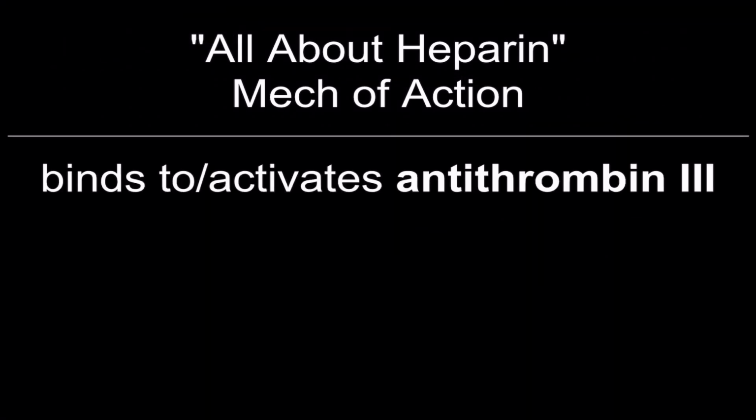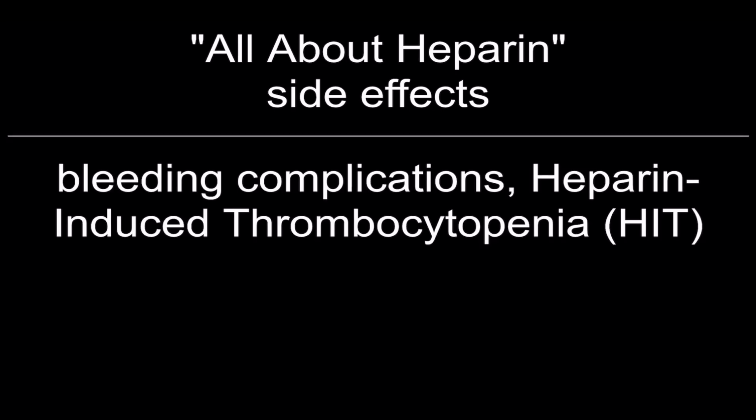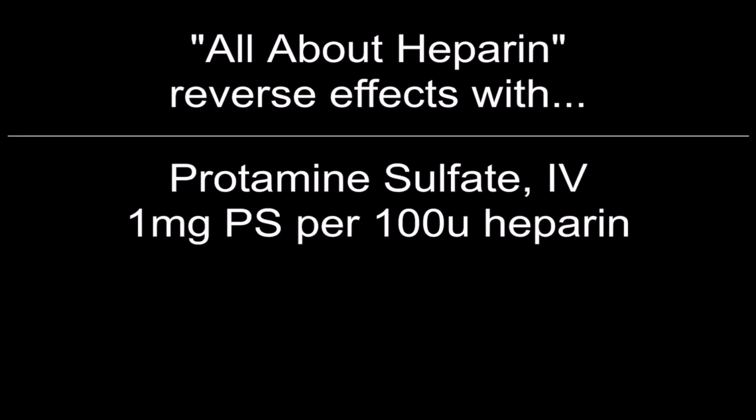Let's get going. What's the mechanism of action for heparin? It binds to and activates antithrombin 3. What are some side effects of heparin? Bleeding complications, heparin-induced thrombocytopenia, also known as HIT. How do you reverse heparin side effects? Protamine sulfate IV, 1 mg of protamine sulfate per 100 units of heparin.